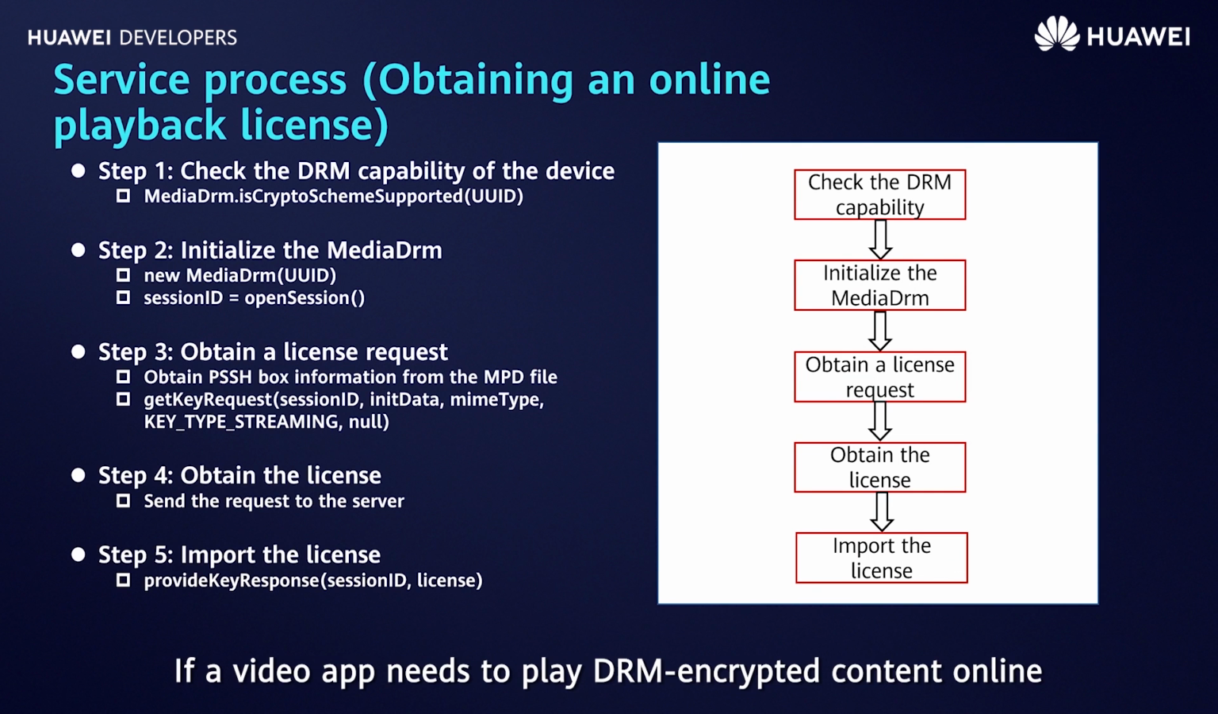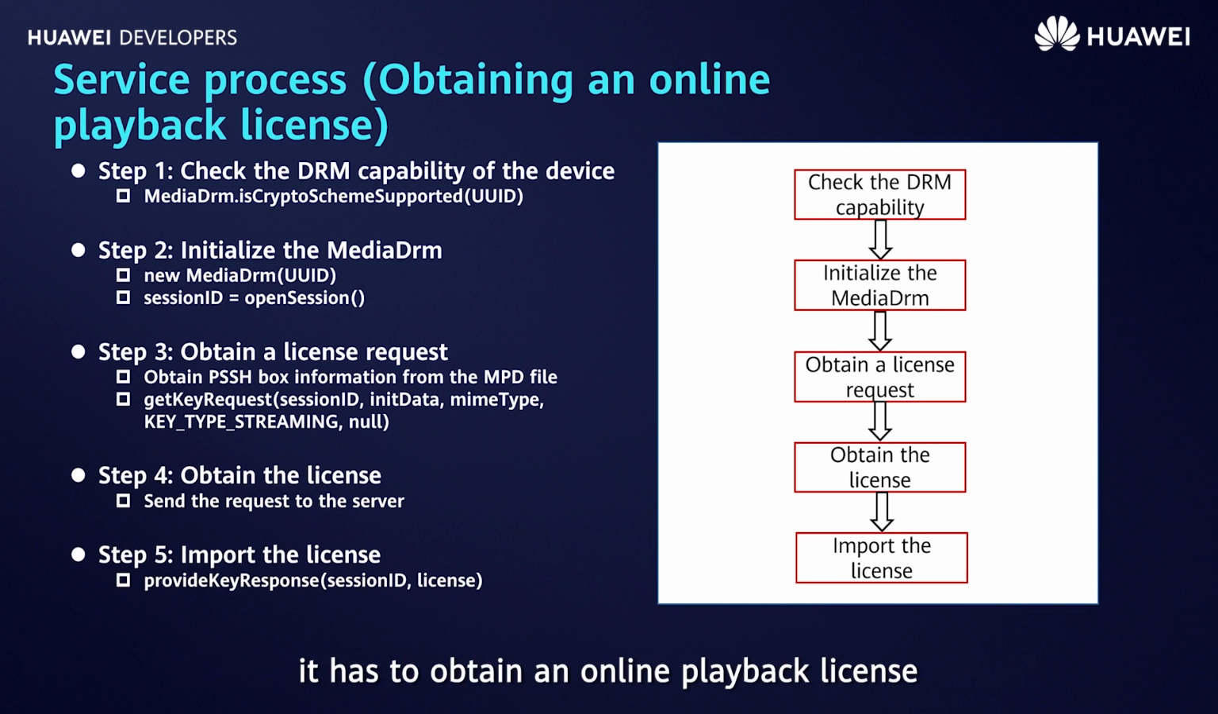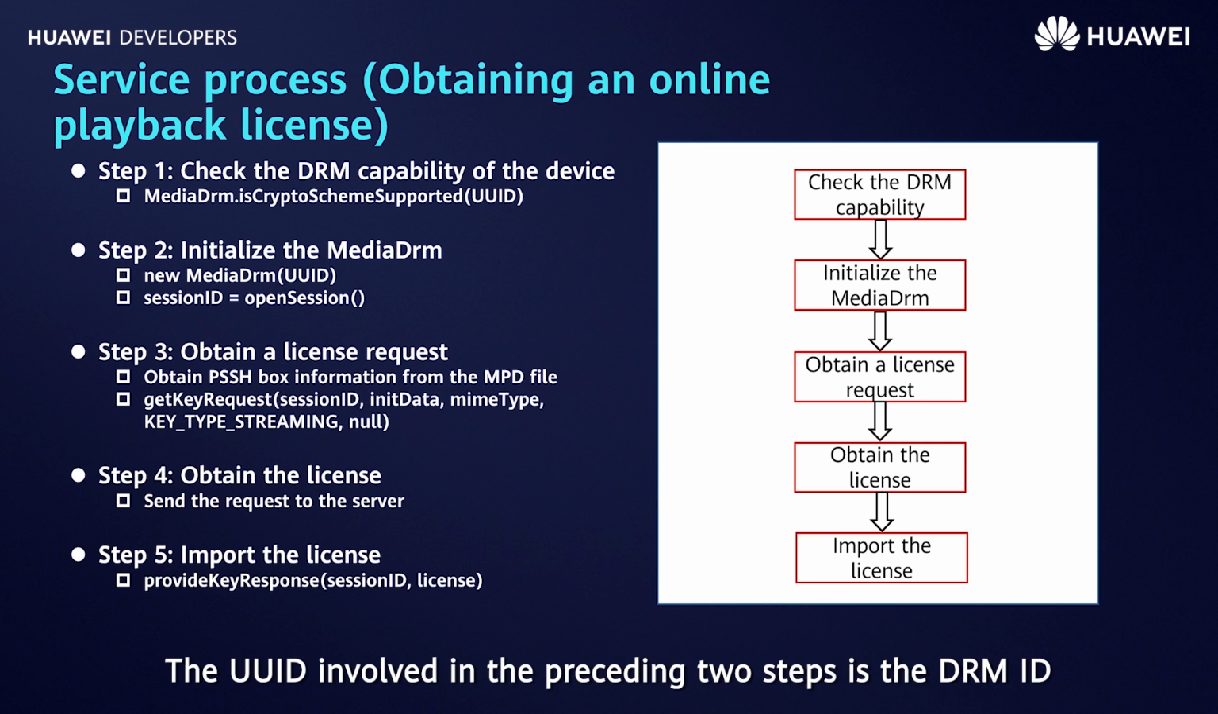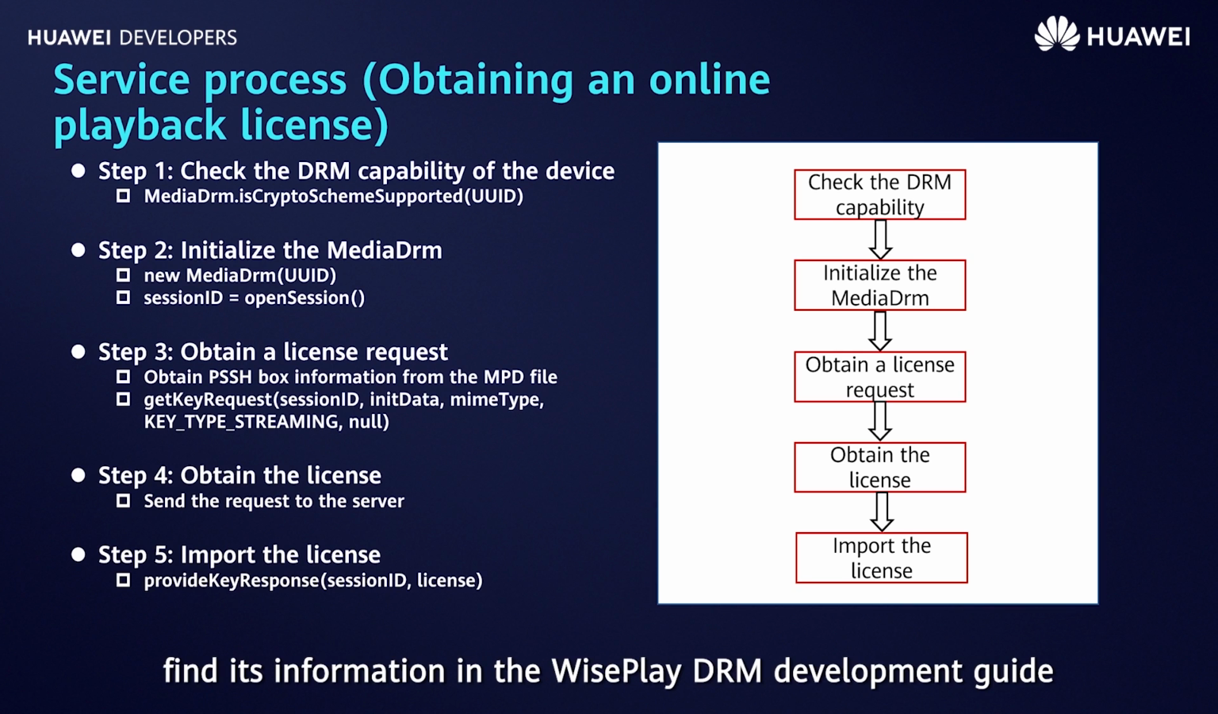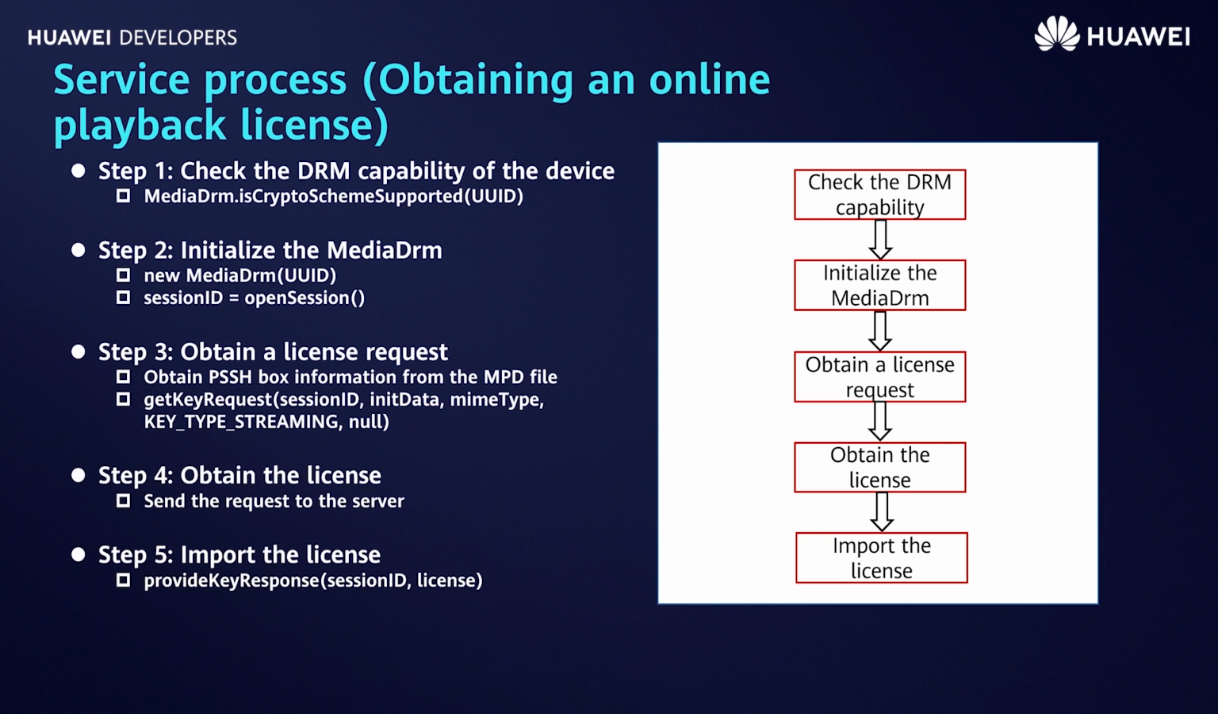If a video app needs to play DRM encrypted content online, it has to obtain an online playback license. So, how can you obtain the license? Step 1. Check which DRM the device supports. If the device supports WisePlay DRM, go to the next step. Step 2. Initialize the media DRM object and start a session. The UUID involved in the preceding 2 steps is the DRM ID. Different DRM solutions use different IDs. For the WisePlay DRM ID, find its information in the WisePlay DRM Development Guide on the Huawei developer website.